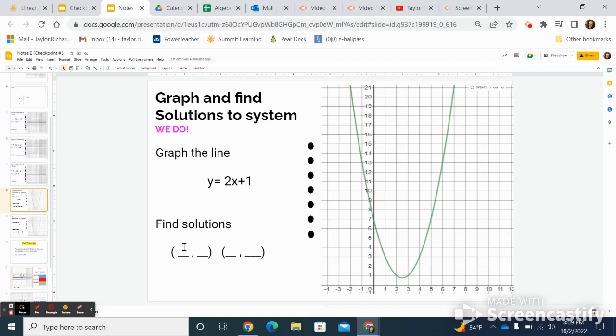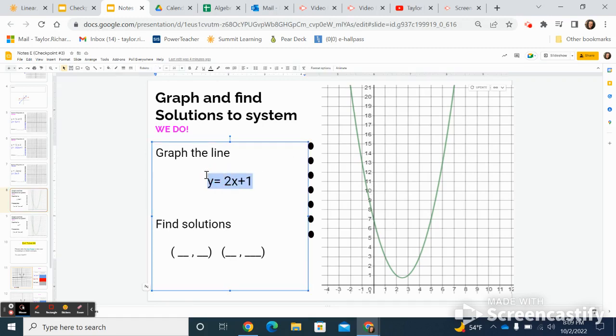Okay, this last video is going to be about slides 8 and 9. They're just a little different because I'm throwing a quadratic graph at you and I'm telling you to graph a line on top of it. The process is still the same. I'm giving you an equation. You're going to graph it. You're just putting it over another graph.